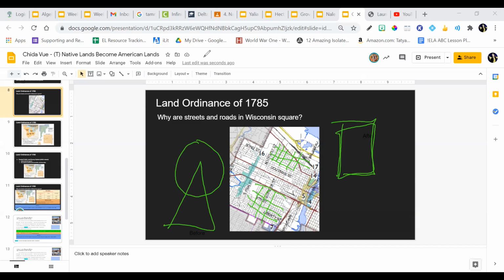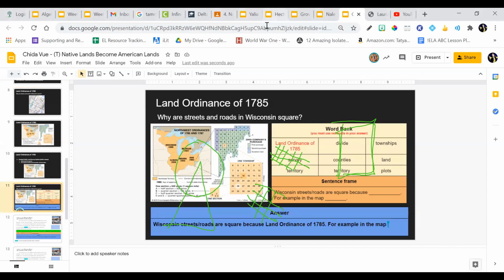And that's because of the Land Ordinance of 1785. That's a big reason why our roads and our land look the way they do: they divided the land into square blocks so they could sell it. Okay? All right, I'm going to erase that for right now.